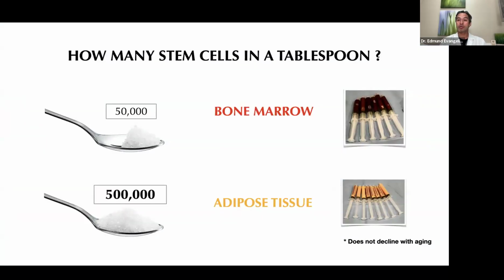Now, if you compare bone marrow to adipose tissue, which tissue source has a greater number of these mesenchymal stem cells? Well, by far, we know that adipose tissue has much more abundance of these mesenchymal stem cells compared to bone marrow. If you aspirate bone marrow, of all the cells that you're getting, actually only less than 1% of those cells is a mesenchymal stem cell. So very low numbers in bone marrow, whereas in adipose tissue, we're getting much more abundance of these mesenchymal stem cells.